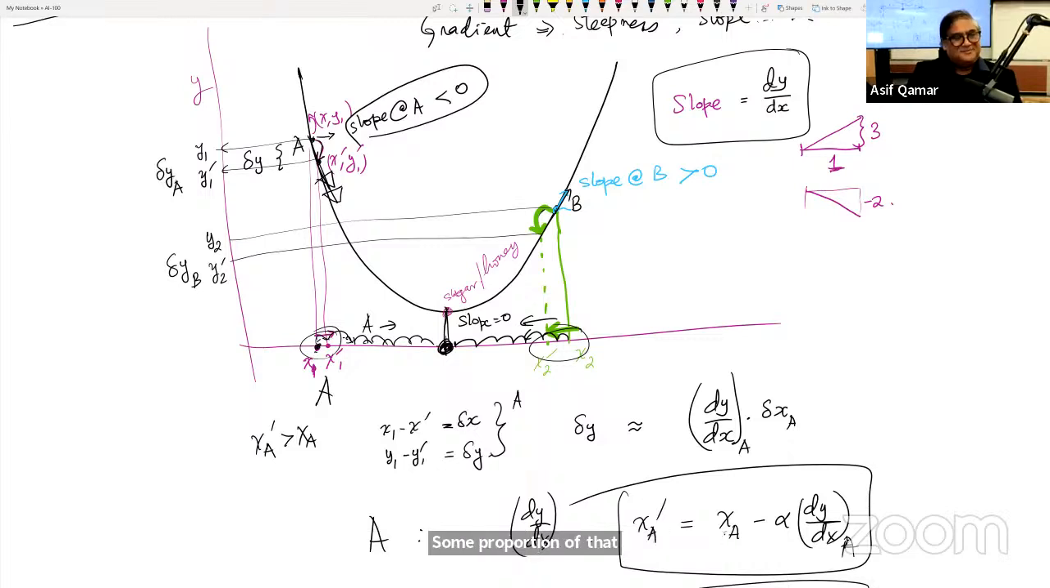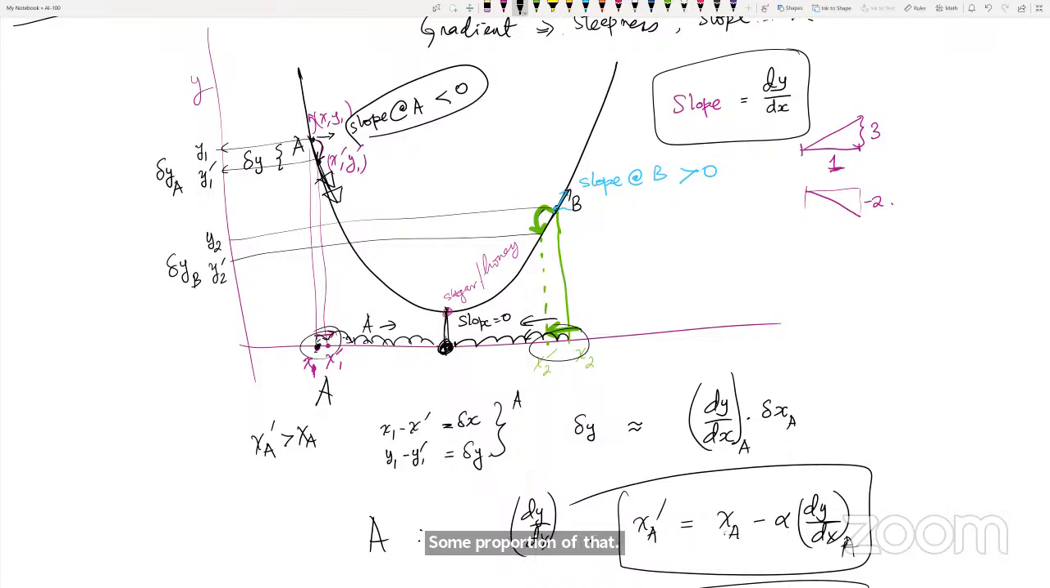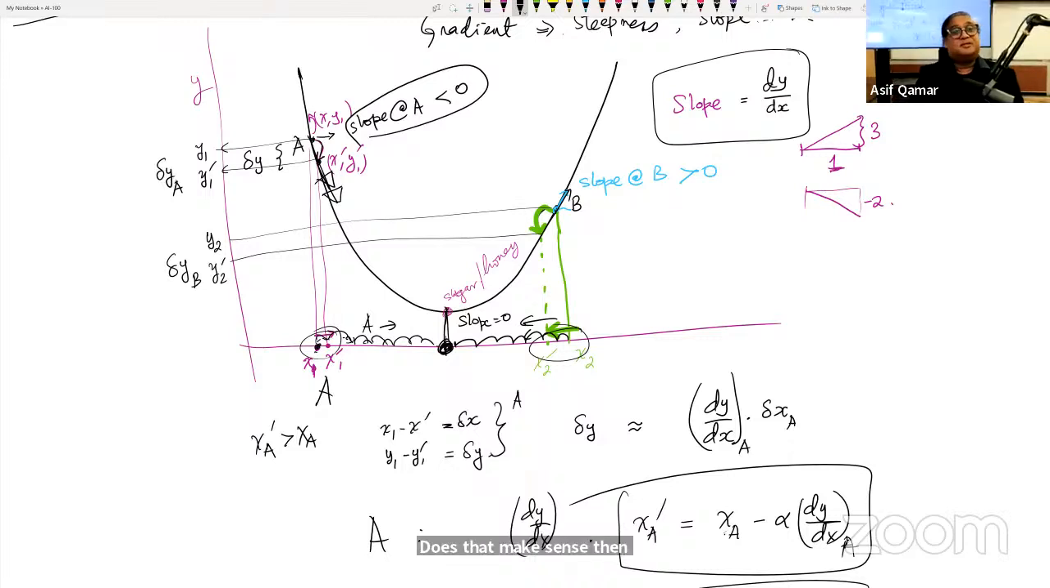Does that make sense, Sam? Yes, yes. That is it. And at B, the problem is the reverse. You want to go backwards, but the slope is positive. And so you again negate it. So in either situation, you always negate the slope.